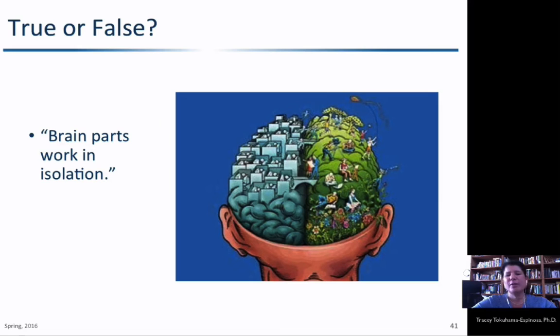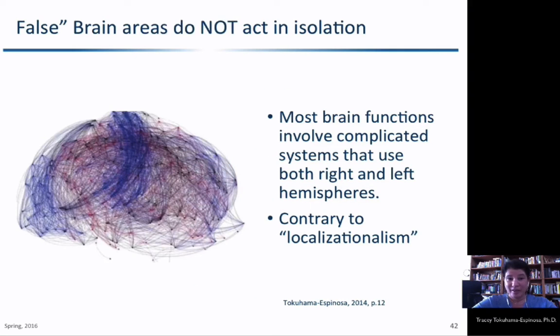True or false? Brain parts work in isolation. You have this logical, totally together left side brain, mathematics, all the rest of it, and you've got this free and crazy right creative brain. Very, very false. There are no brain parts that work in isolation. There's nothing that you do that is not involving both hemispheres. So you're always crossing back and forth.